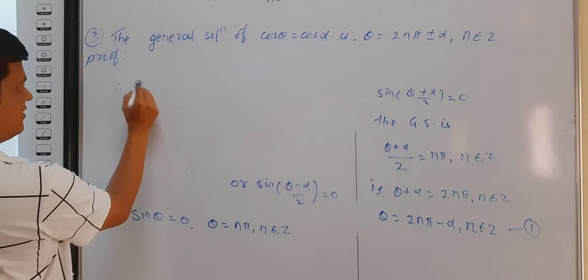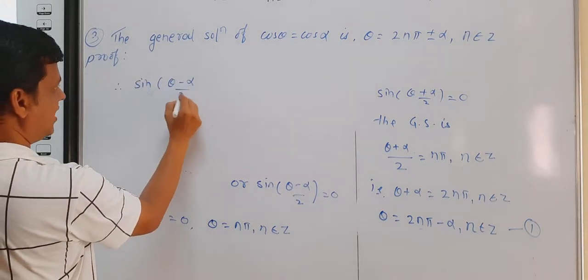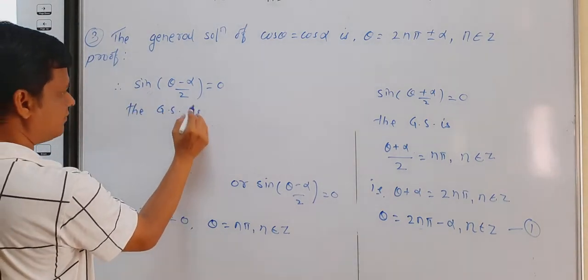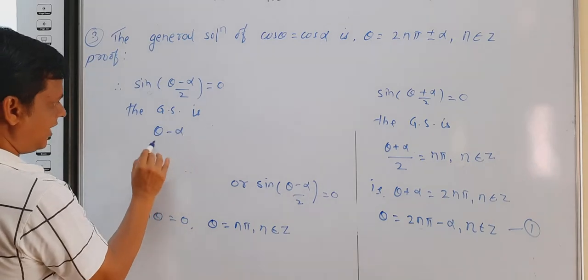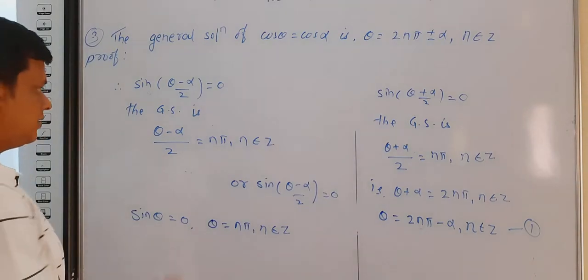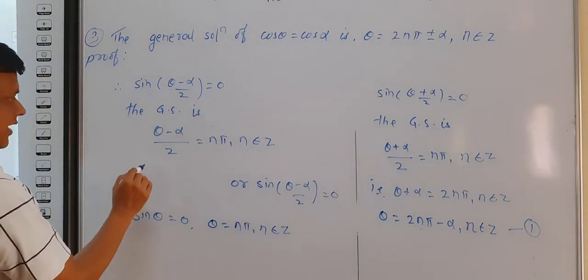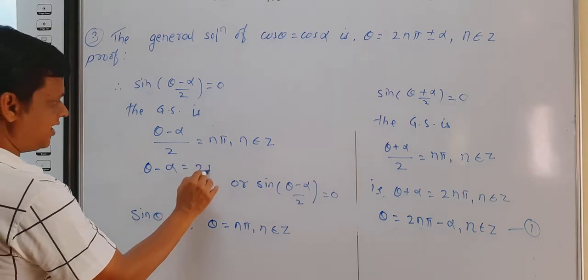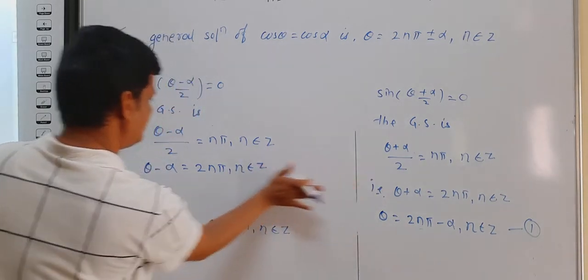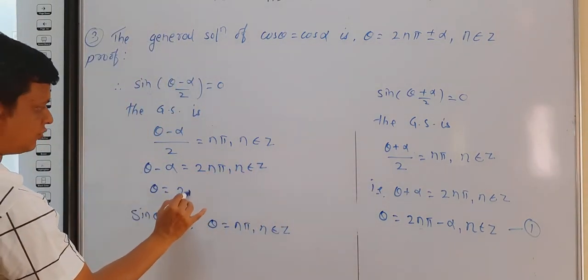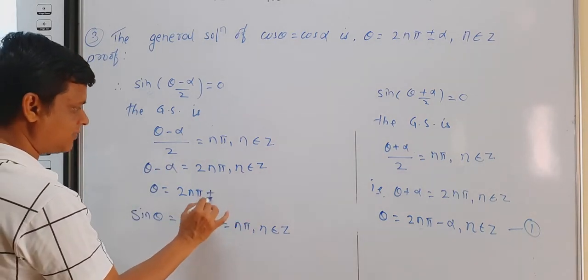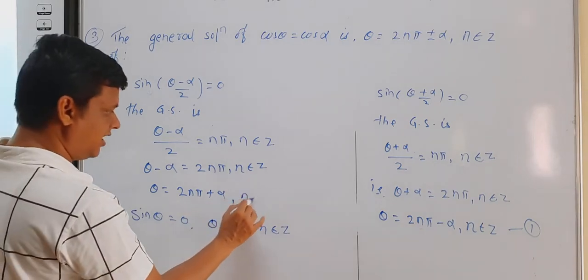Therefore, sin (theta minus alpha) upon 2 equals 0. The general solution is (theta minus alpha) upon 2 is equal to n pi, n belongs to Z. Now after transferring the 2 to the right hand side, we get theta minus alpha is equal to 2n pi, n belongs to Z. So we write here theta is equal to 2n pi minus alpha. After transferring to the right hand side, we get plus alpha, n belongs to Z.